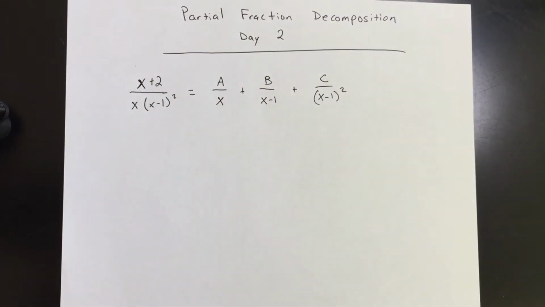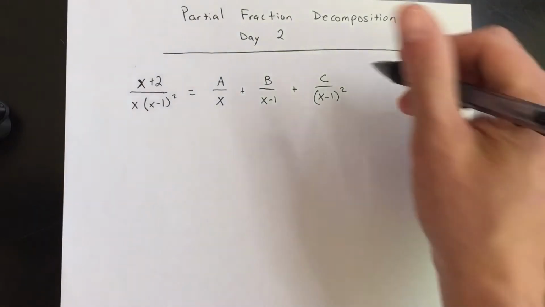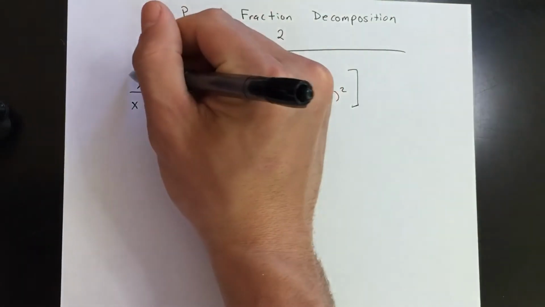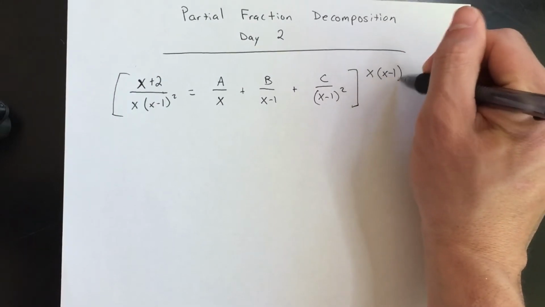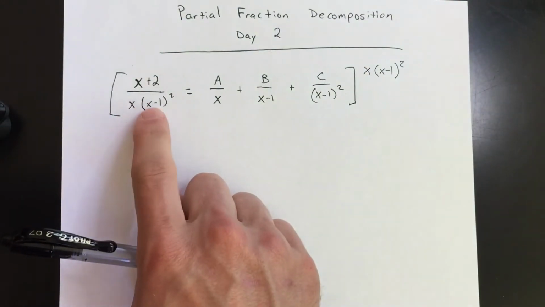Now the process of solving this is very similar to yesterday. We're going to multiply by the least common denominator. That will get rid of our denominators. Then we're going to create a system of equations eventually, and then solve that system. So let's go ahead and do that. The least common denominator, if you recall from yesterday, is always the original denominator. So it's always multiplying by this original denominator.